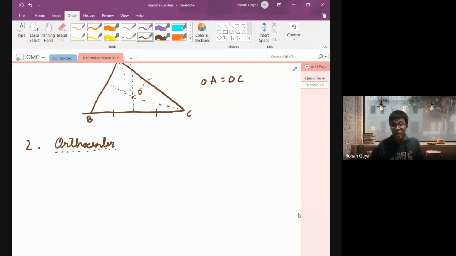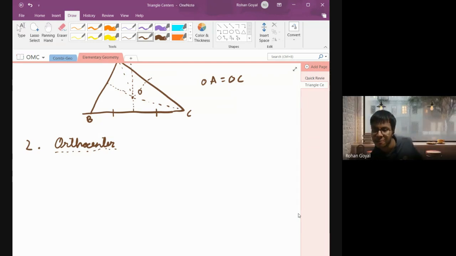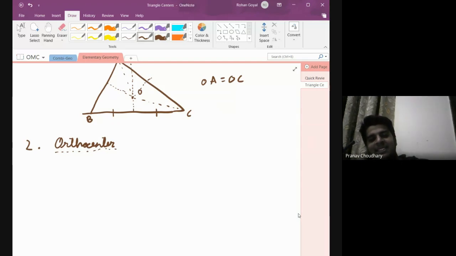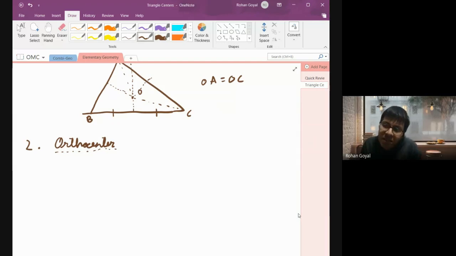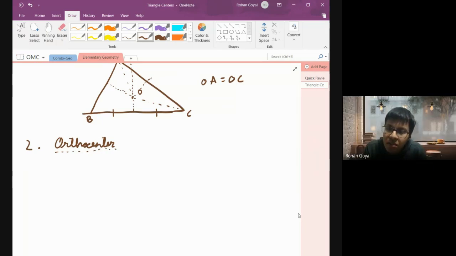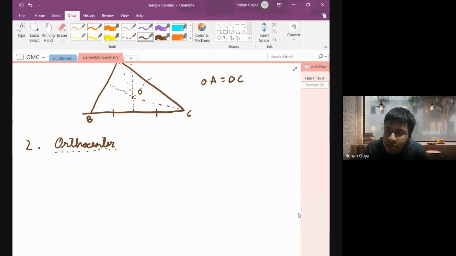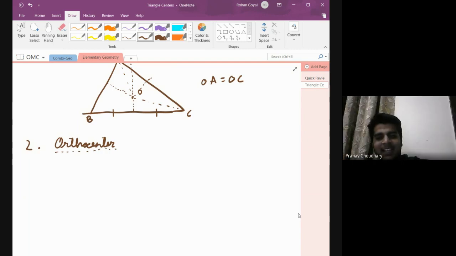Okay, Euler line. Do explain the Euler line, please, Pranav. The nine-point center. Oh, okay. What is the nine-point center? The center of the nine-point circle. What is the nine-point circle? The circle passes through the midpoints of the sides and the feet of the altitudes. Why does this exist? By angle chasing, you can show they're concyclic.